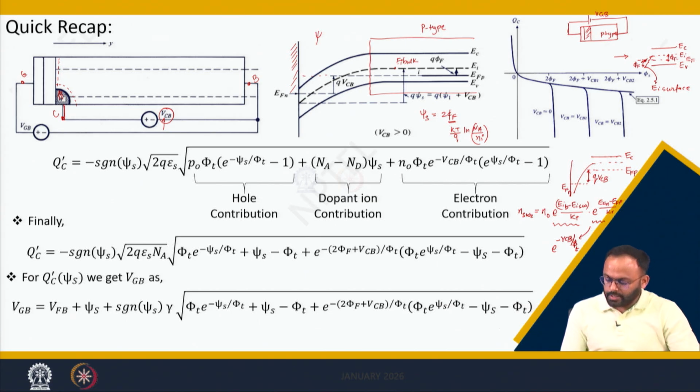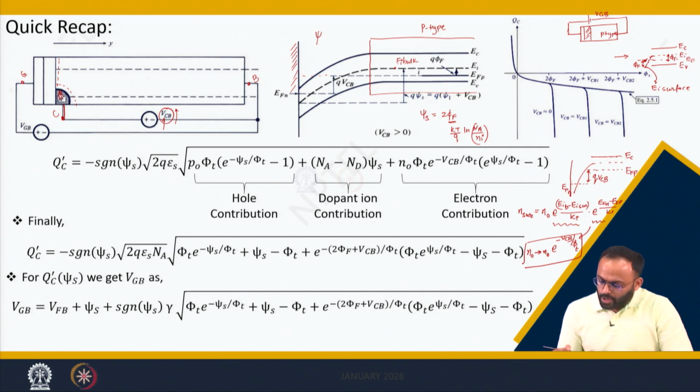That is what we started our analysis with: wherever VCB comes into the picture, it influences the surface charge, which is the inversion charge. Hence we can use the analysis we have done for the 2 terminal MOS, similarly for the 3 terminal, except you replace N naught by N naught into e to the power of minus VCB by phi t. Later we saw that because of this VCB, the surface potential increases.